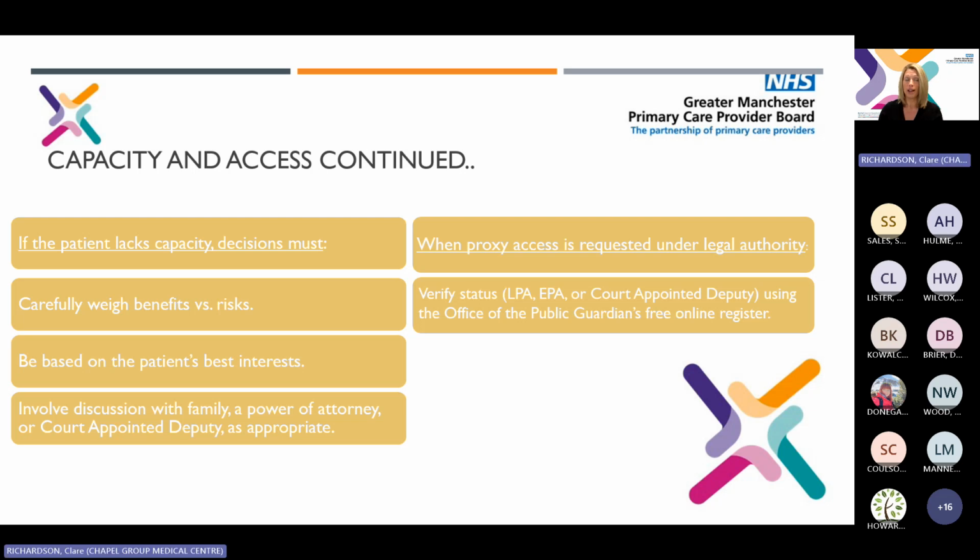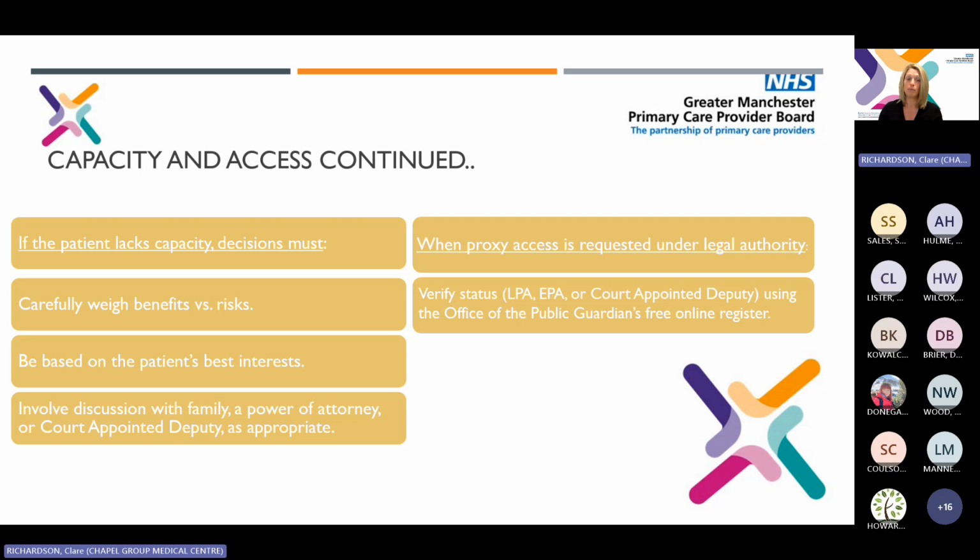Always remember that the health and welfare LPA is the only one that we can accept in primary care. I've had it here where we've had the financial one being brought in and saying, no, we've got power of attorney, but if it's financial, it does not stand. It has to be the health and welfare.